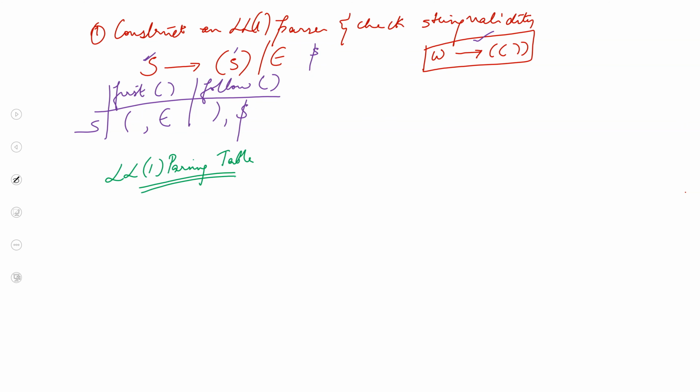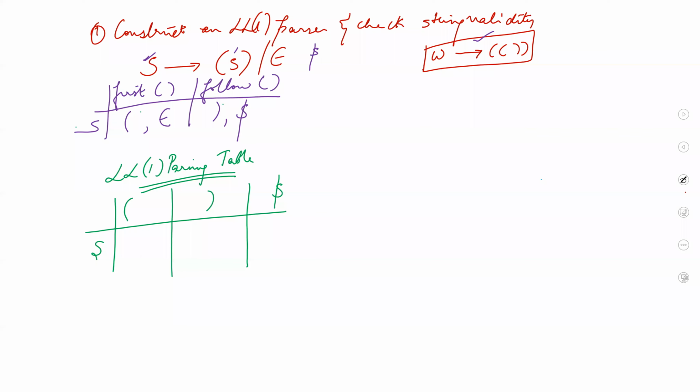Look over here. In your first and follow, what all symbols do you have other than the epsilon? So I do have an opening bracket, I do have a closing bracket, and I do have a dollar. Okay, so I've written down all of that. And what is the production rule I have? The production rule I have is S. So this is the skeleton of my LL1 parsing table. You have made up the skeleton, you will have to fill up things inside for each column.